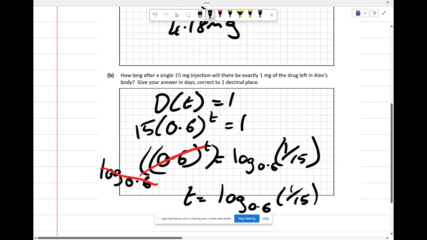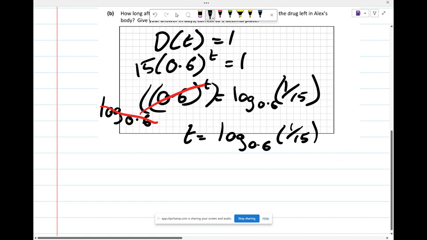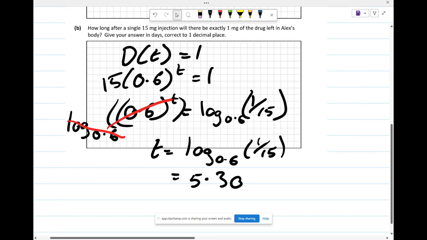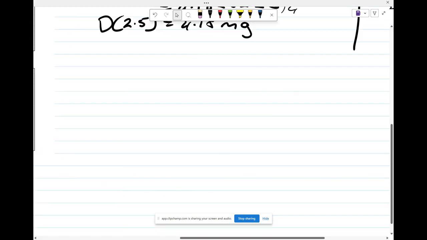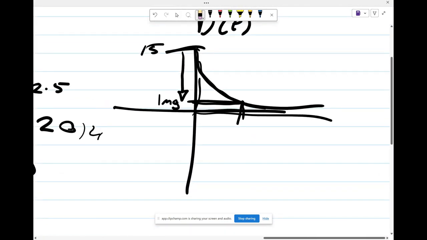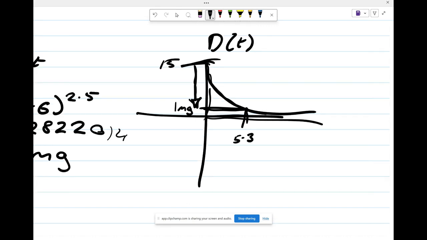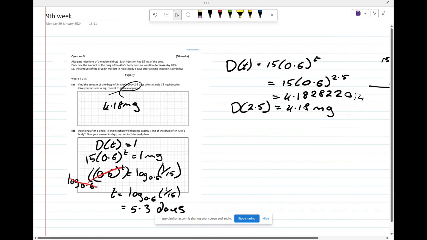And what is that? Let me check on the calculator. Log base 0.6 of 1 over 15 is 5.30. So after 5.3 days, there will be exactly 1 milligram of drug left in Alex's body. That's what that means. Back to our picture: if we inject him with 15 milligrams and wait till there's only 1 milligram left, that will take 5.3 days. Perfect. So that question is done.